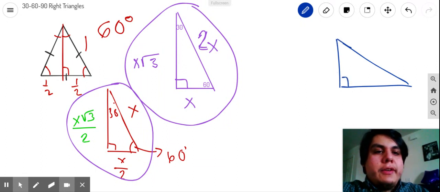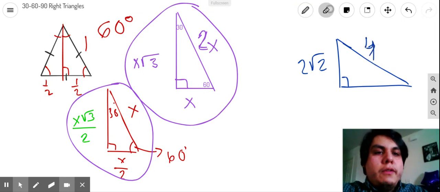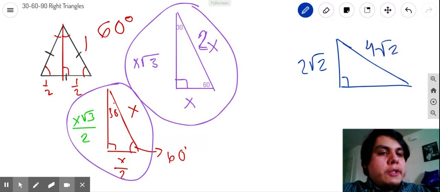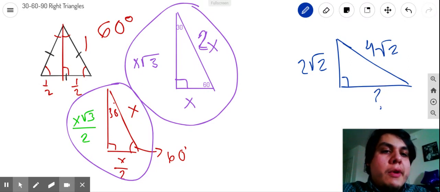If this is, I don't know, 2 radical 2, and this is 4 radical 2. Wow, I just said 4. And we're trying to figure out this missing side. Well, I can tell you that these angles would have to be 60 and 30 respectively.